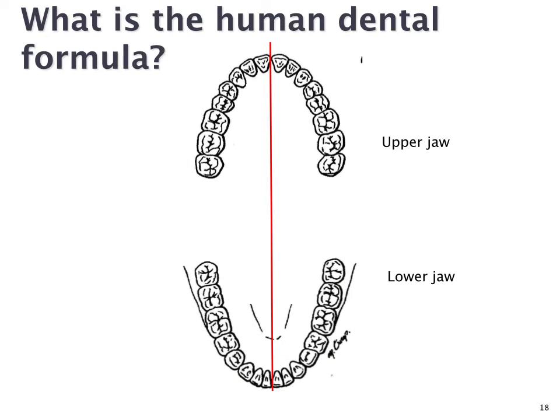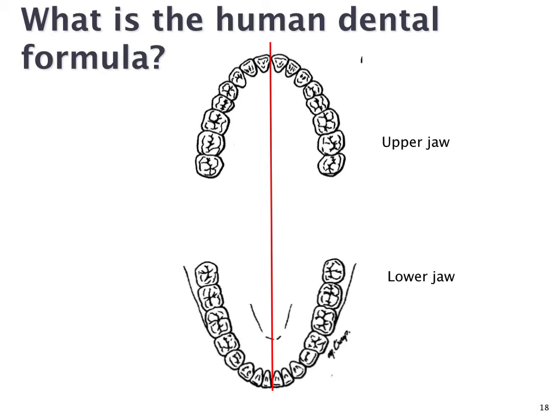Okay, let's have a look at the human dental formula. So this gives the number and type of teeth in the half of the upper and lower jaw. So you need to divide the jaw into 2 like I've done here and count the teeth that fall in one half of the upper and lower jaw.